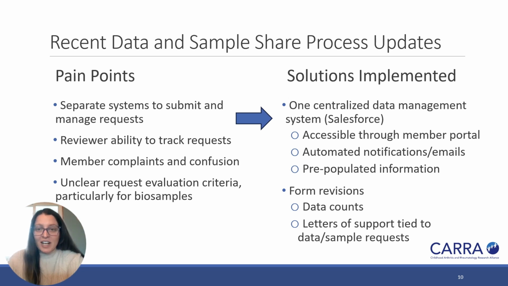Reviews have been realigned with CARA's strategic plan and research agenda, focusing on feasibility and introducing logic for questions related to data, samples, and ABC grants to further account for samples in the review process. To further assist members, a dedicated data and sample share page has been added to the member portal, enhancing accessibility and understanding of the process. We'll discuss the updates to the member portal in the upcoming slides.